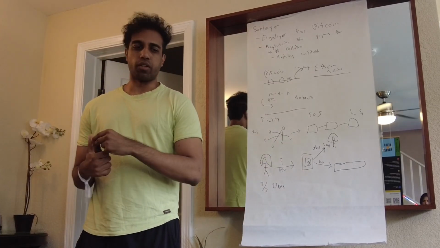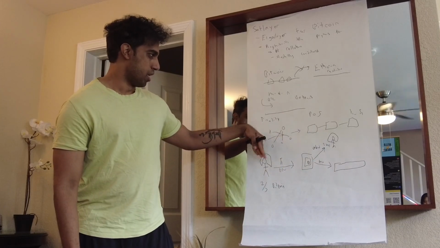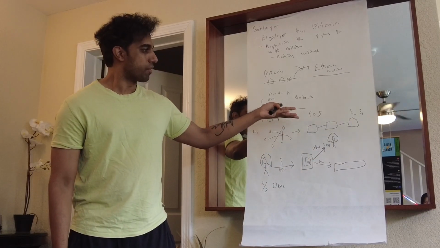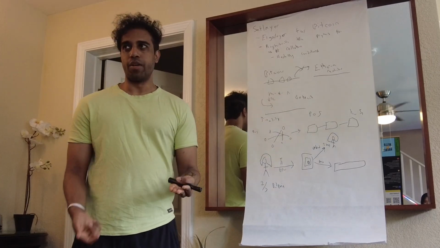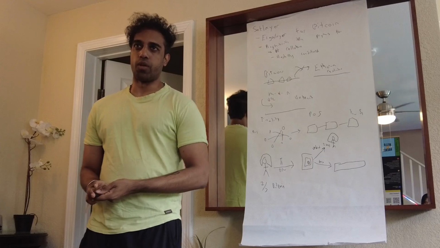But we only do this because we need it to create a proof of stake chain, which has a smart contract layer that we can then build our protocol on top of. So that's why we're going through all of this.